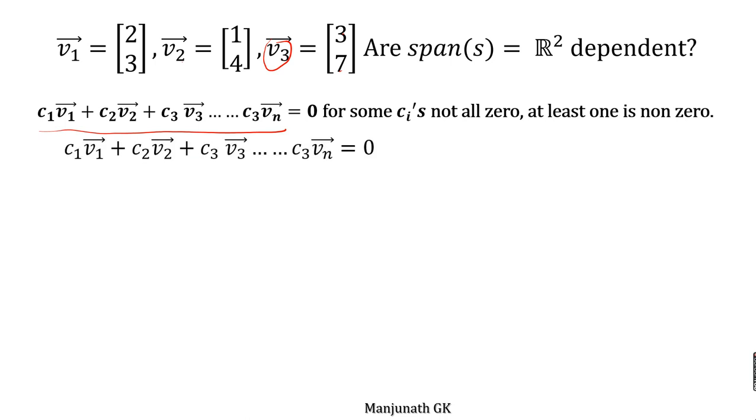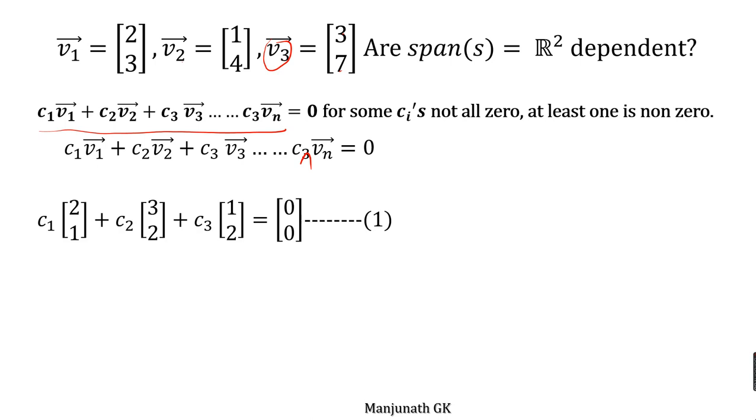Consider C1 V1 plus C2 V2 plus C3 V3, and so on, up to Cn Vn equals 0. Here only three vectors are given. C1 into (2, 1) plus C2 into (3, 2) plus C3 into (1, 2) should be equal to 0 for some values of C1, C2 and C3. All right, let us write equation number 1 in terms of this.